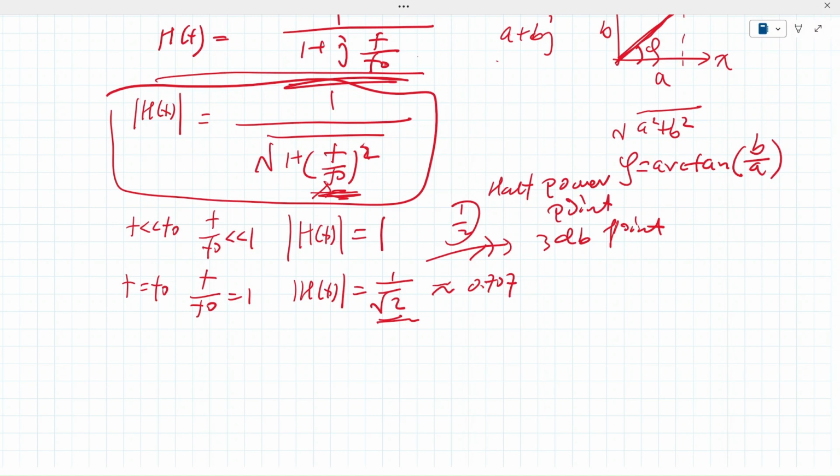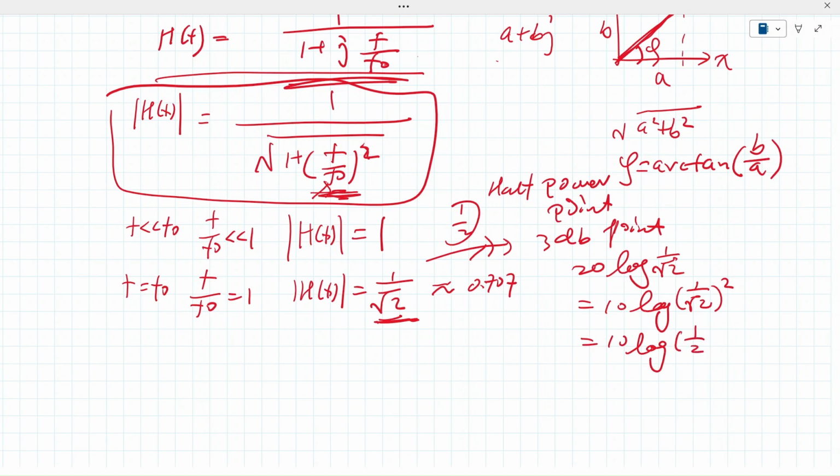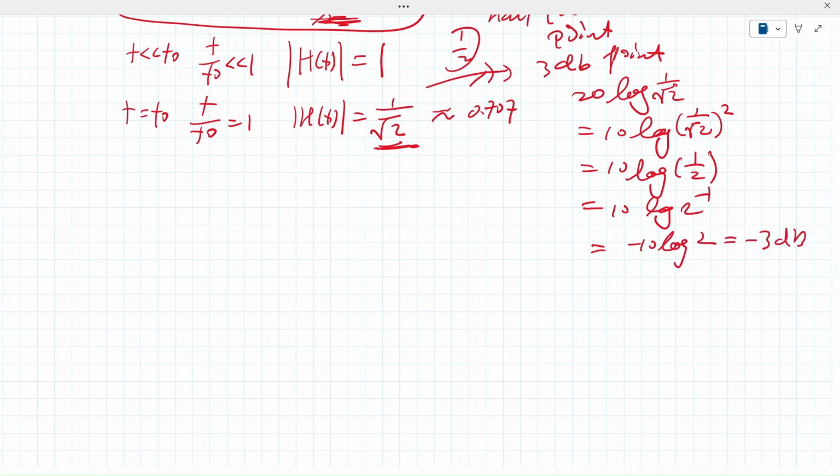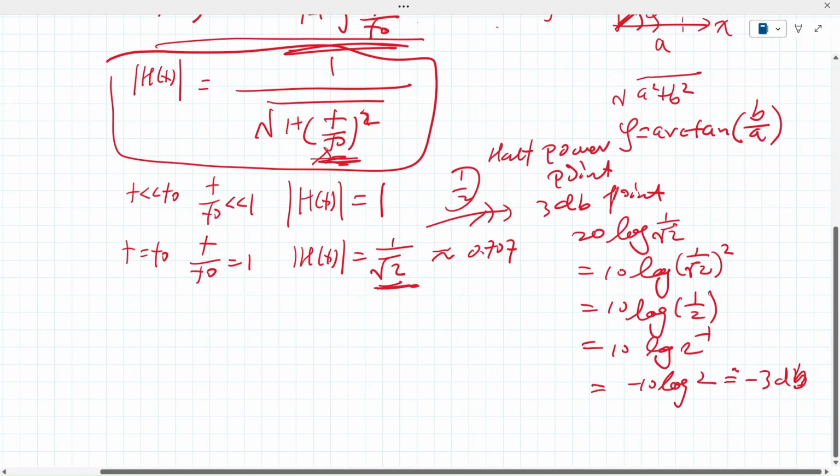So where does 3 dB come from? We turn this into dB: 20 log 1 over square root 2, which equals 10 log of 1 over square root 2 squared, equals 10 log 1 over 2, equals 10 log 2 to the minus 1. So it equals minus 10 log 2, which is roughly minus 3 dB. Basically, they all mean the same.